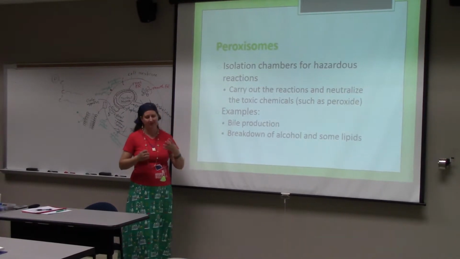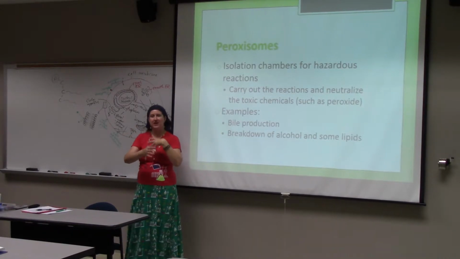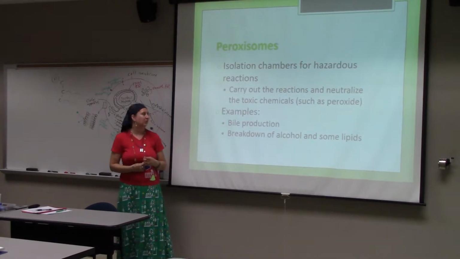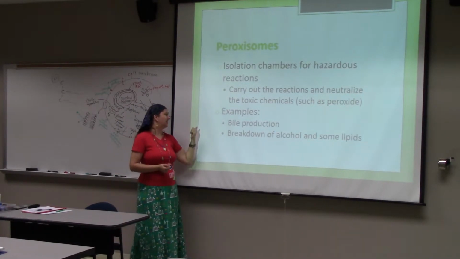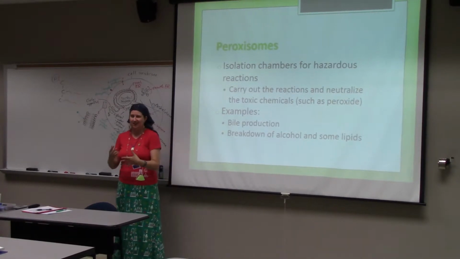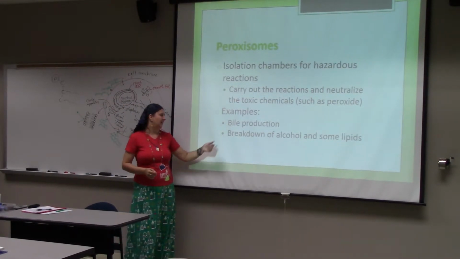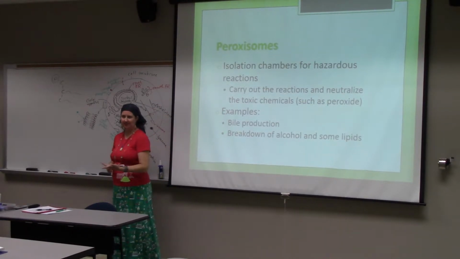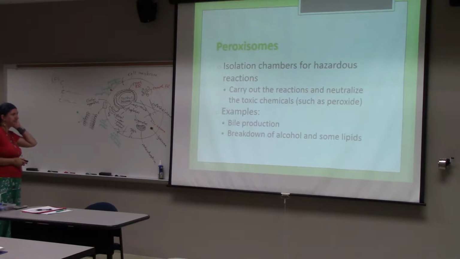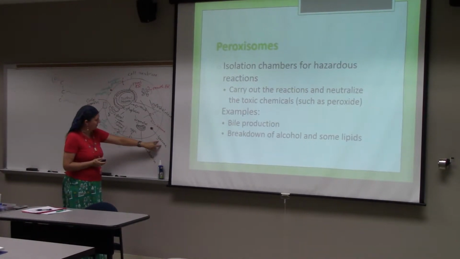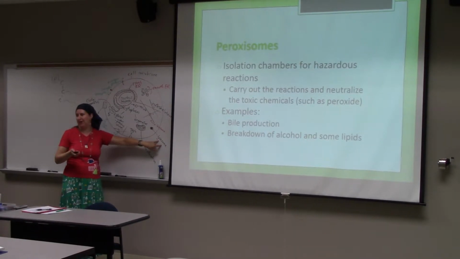So the peroxisomes do the reactions and they break down whatever is hazardous, or they change it in a way to make it not hazardous. Some things that they're used for are producing bile, because that has some hazardous intermediates, and breaking down alcohol and some lipids. The some, again, is body. So these are peroxide bodies. Lysis means breaking down. So lysosome is a breaking down body.